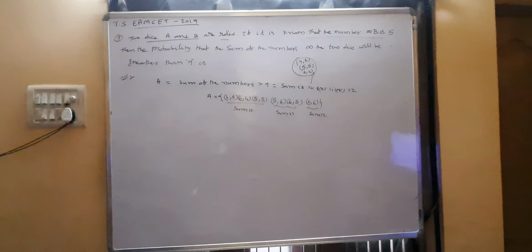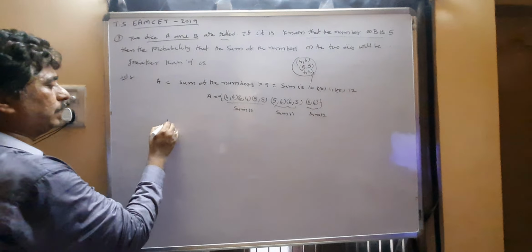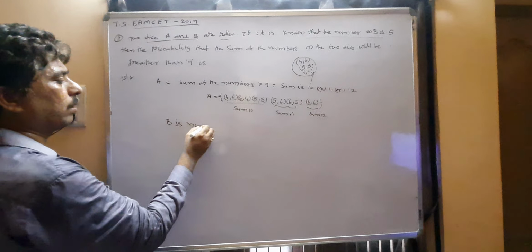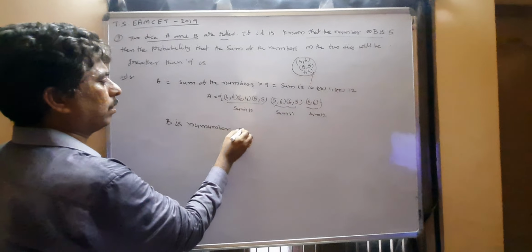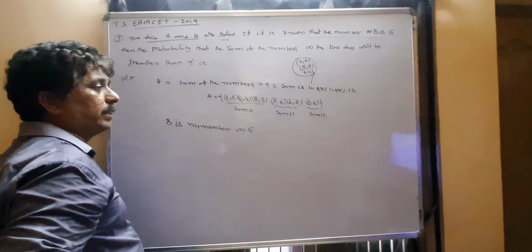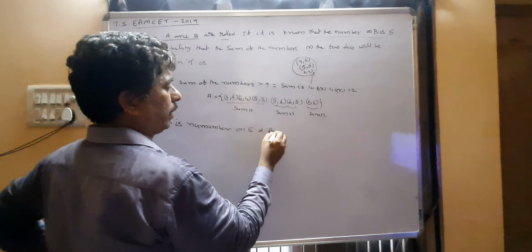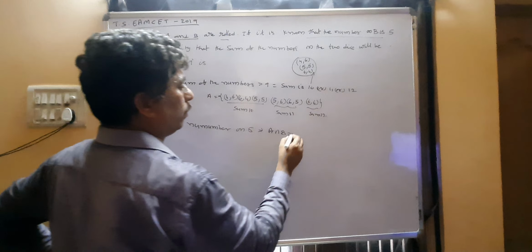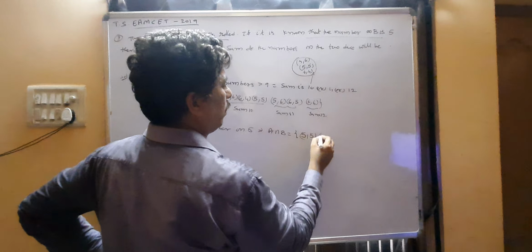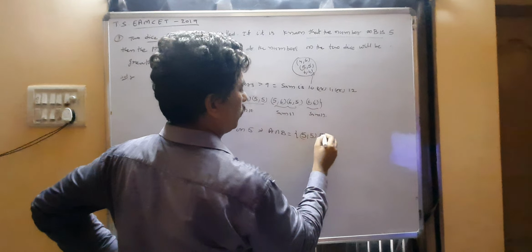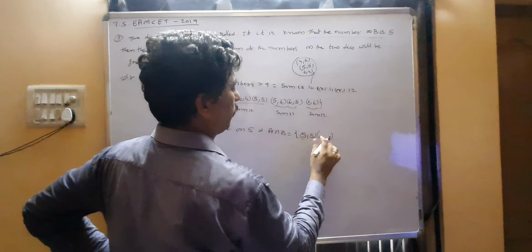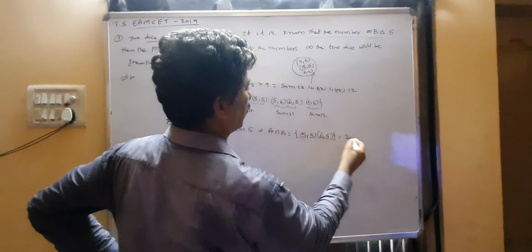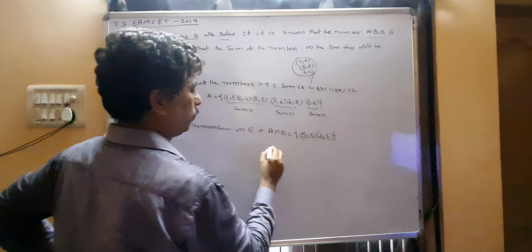Now it is known that the die B shows the 5, so the second number is 5. That implies A intersection B has 5 comma 5, or 6 comma 5. That is 2 chances. N of A intersection B equals 2.